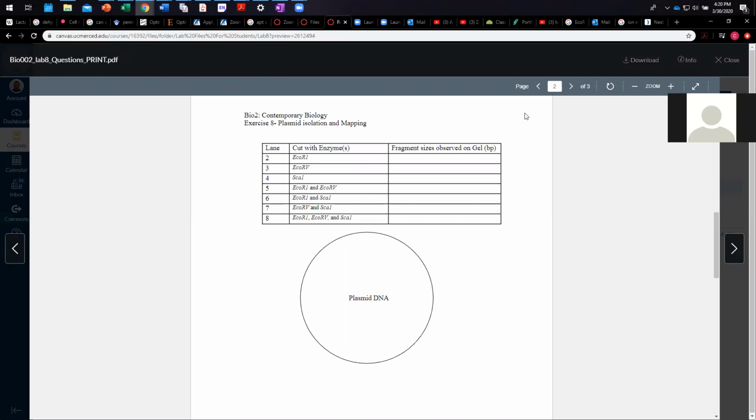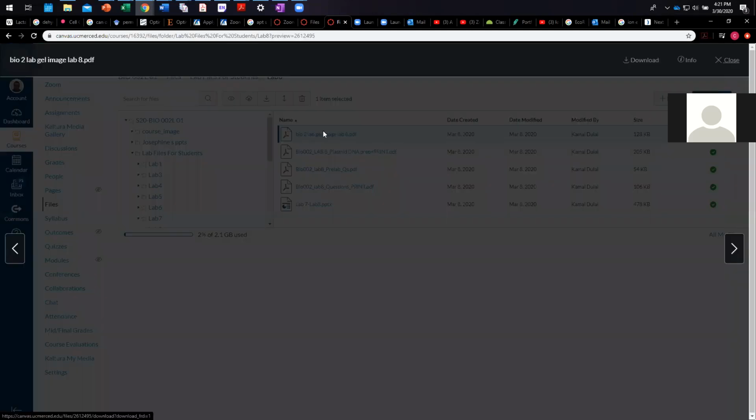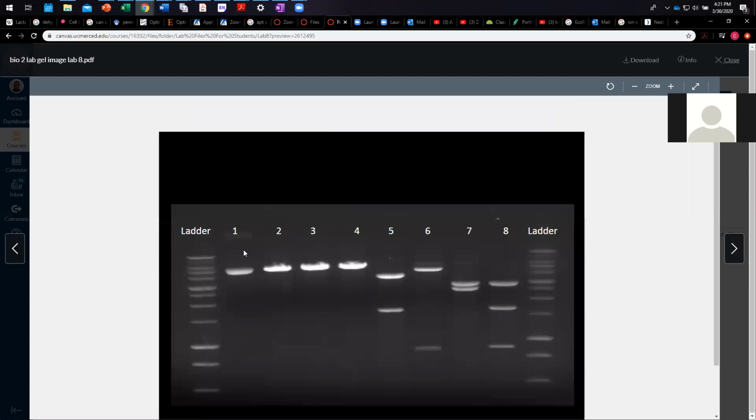In order to determine the size of the fragments that you get from these restriction enzymes, you'll be running your cut-up fragments through gel electrophoresis, and you'll get your different bands. You have your ladder right here. For instance, lane 1 is just the plasmid by itself, not cut up. This one is cut up with one restriction enzyme. Since the restriction enzyme only cuts at one spot, it's going to be the same size. Same thing with the restriction enzyme in lane 3.